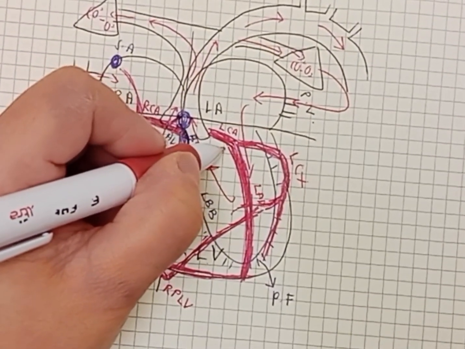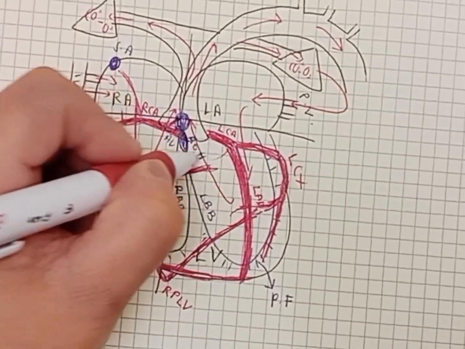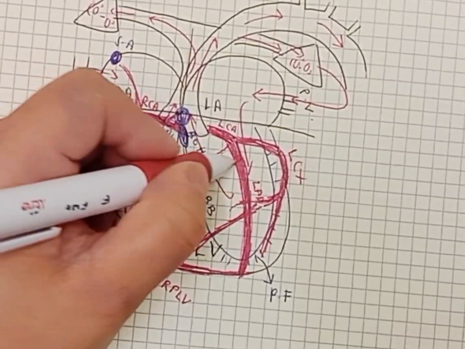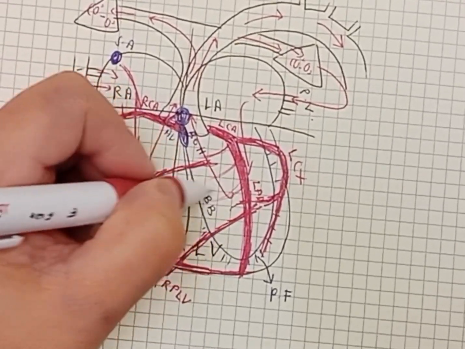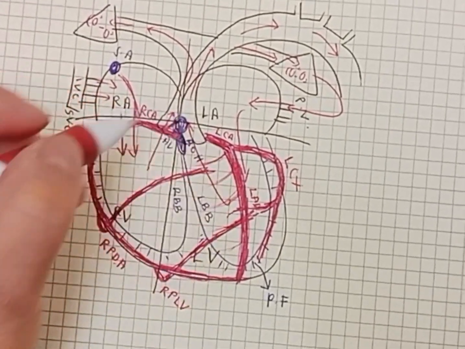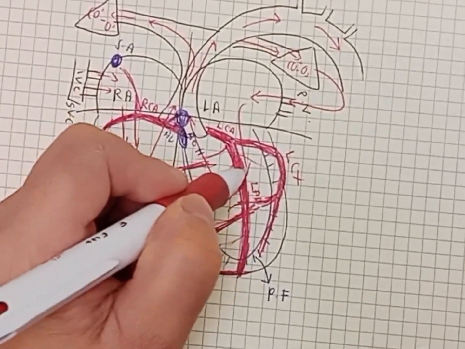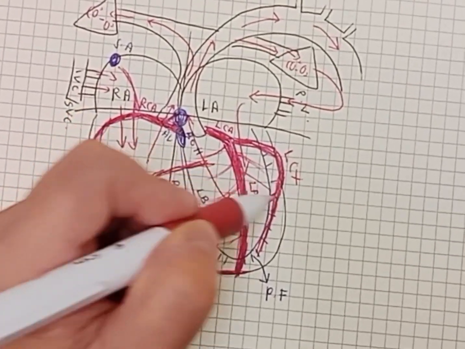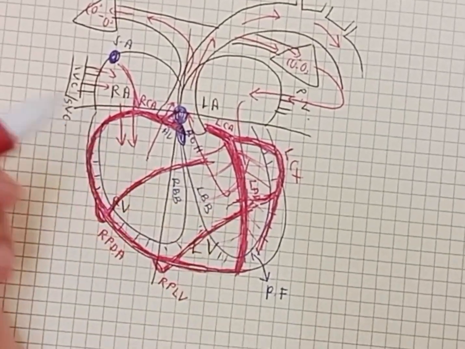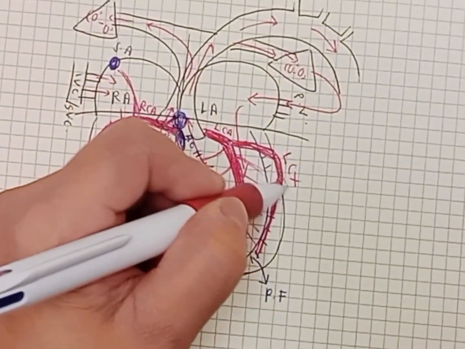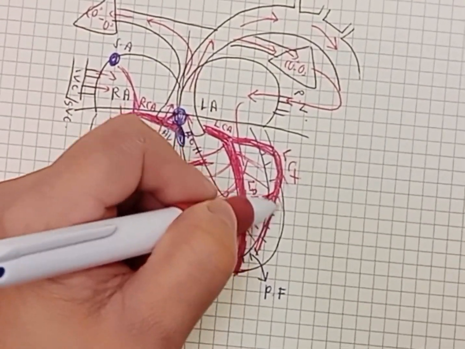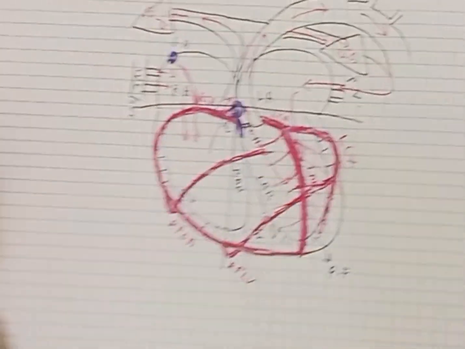So from the LAD, left anterior descending, we have the septal branch, which supplies the septal part of the heart. And we also have the diagonal branch. And we also have the OM from the circumflex.